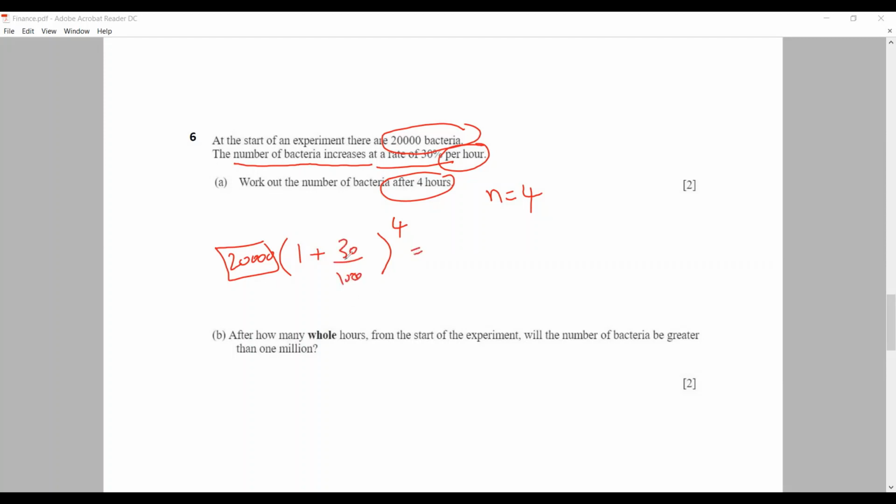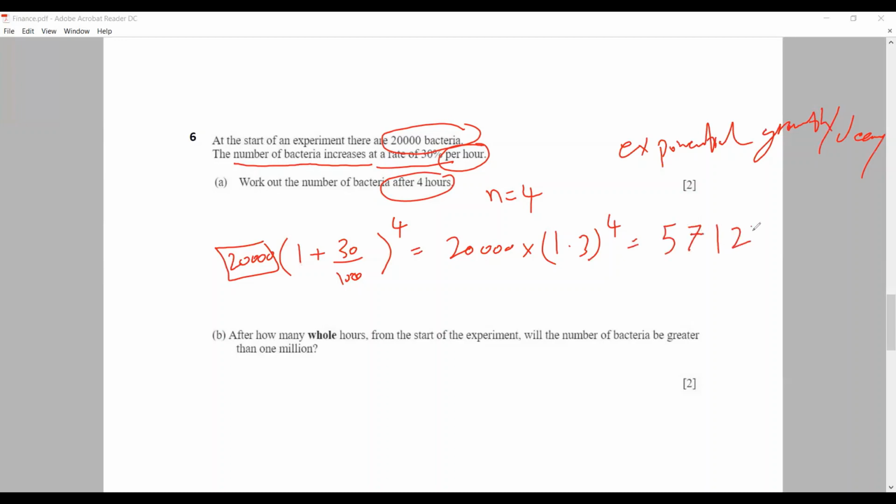So it's very similar to the compound interest formula, but we're using it for exponential growth, we call it exponential growth or decay. Okay, so let's use our calculator. It's 20,000 times 1.3 raised to the power of 4, 57,122.